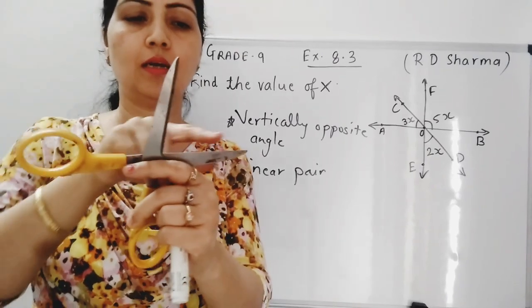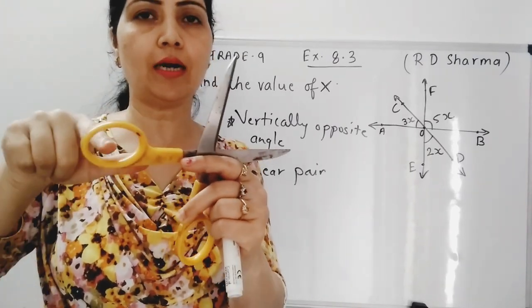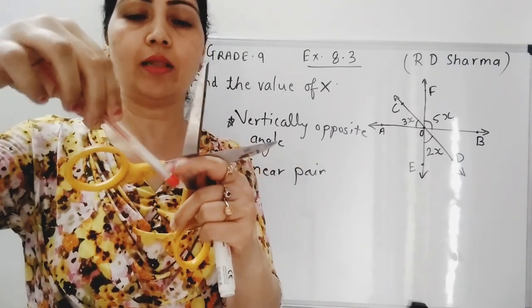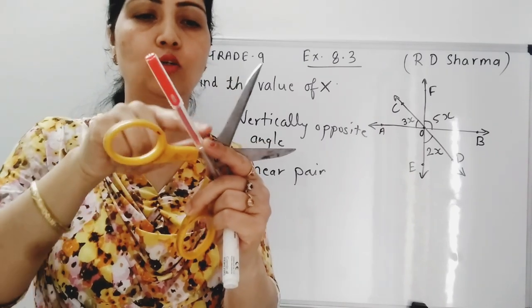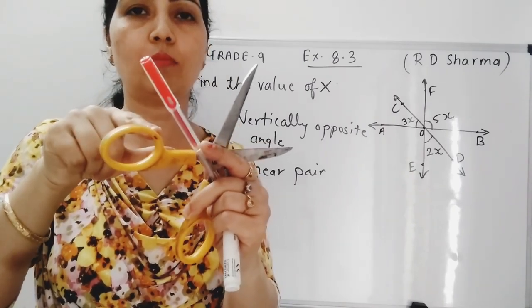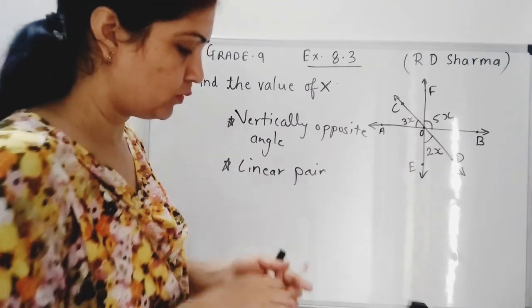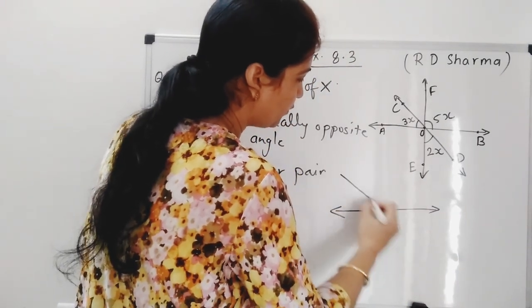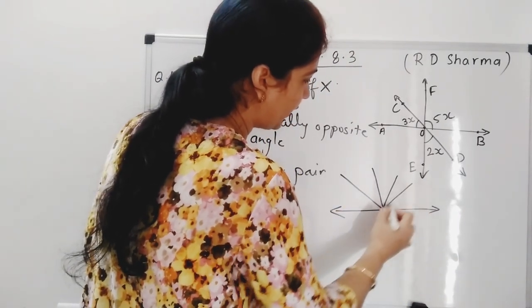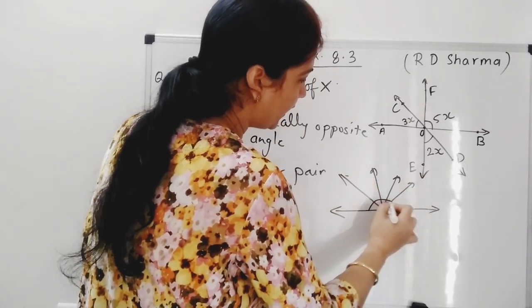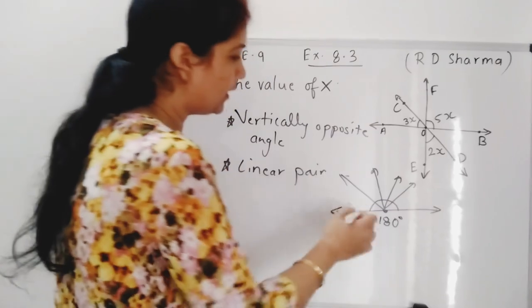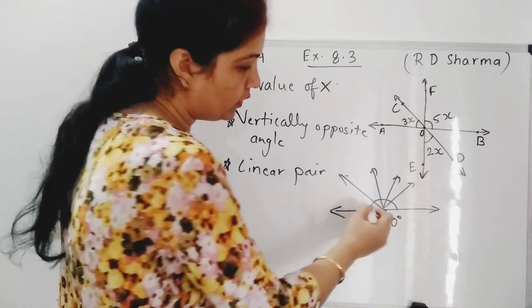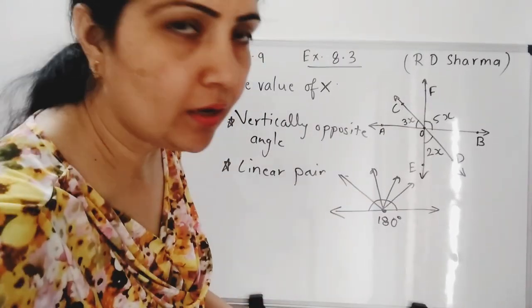Now next is linear pair. If there is a straight line and there are many angles, suppose there is one more line, so three angles, then the sum of all these angles will always be 180. I'll show you through a diagram. If there is one straight line and suppose many rays are intersecting at one point, then the sum of all the angles will always be 180. This is called the linear pair. It can be one ray, it can be two. However many angles are made here, all the sum will be 180. So this is called linear pair.